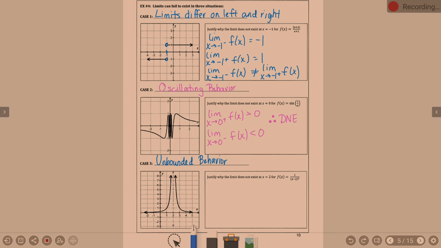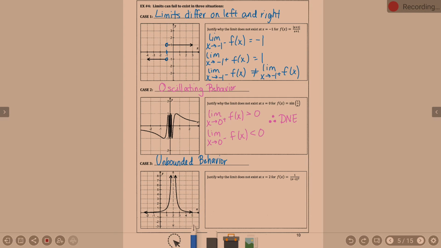Yeah. So here's the deal. Officially, I guess unofficially, I would say the behavior there is it approaches infinity. Officially, we say the limit does not exist because by definition, infinity is not a real number, and a limit has to equal a real number.